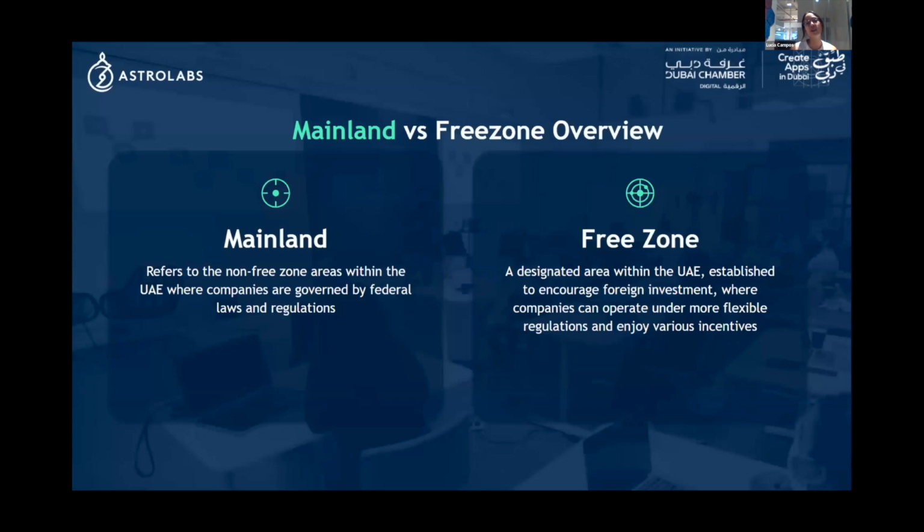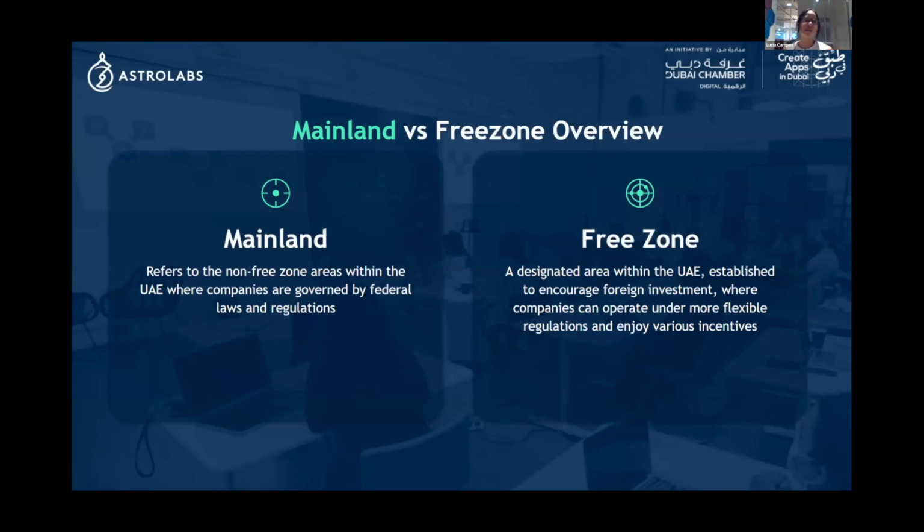Now, jumping into mainland versus free zone. In my line of business and in my day-to-day job, this is the number one question that I face from clients: what is the difference between setting up a business in the mainland versus in the free zone? And especially another one that I get is, which one is better? There's really no right or wrong answer. It really depends on your business objectives and what you're looking for. So I'll go briefly into the main differences.